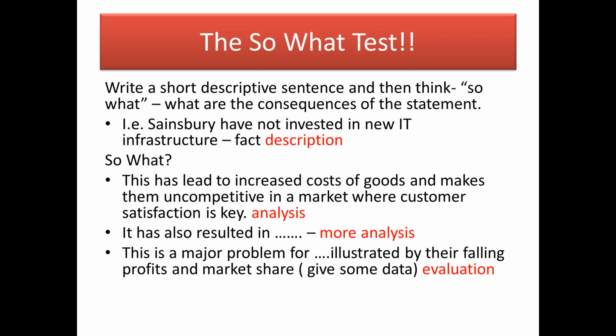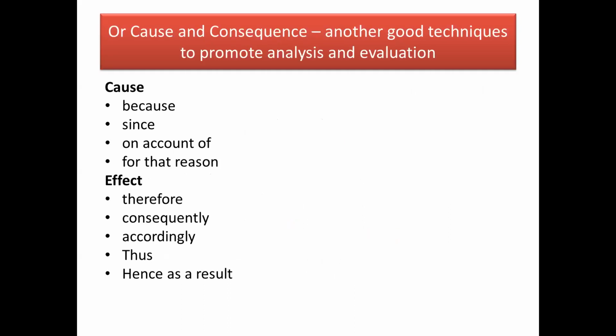So that's an easy way to write evaluatively, do the so what test, link it. The other way you might want to do it is cause and consequence, by using words such as because, since, on account of, for that reason, the effect, therefore, consequently, accordingly, thus, as a result. I know it sounds like paint by numbers, but it works very well. People who get low marks tend to write descriptively. They write a paragraph that describes something. They write another paragraph that describes something. There's no analysis, and there's no link between the paragraphs.